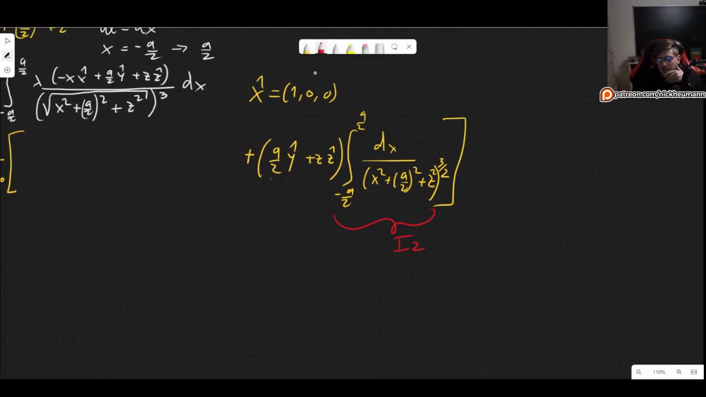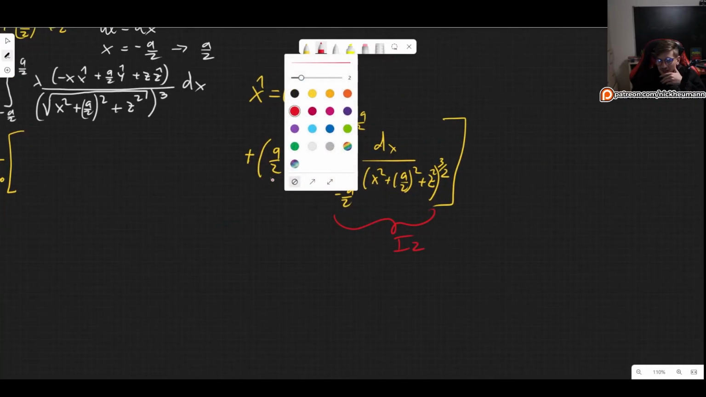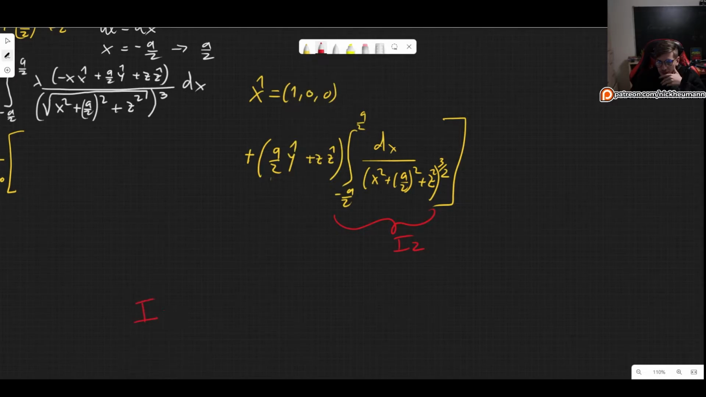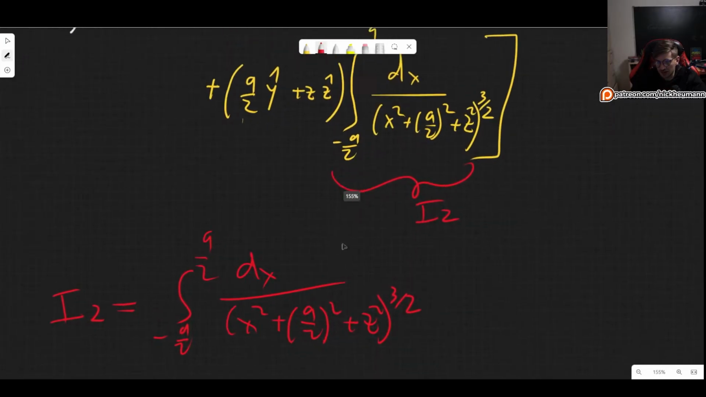Now, what about this second part, I2? So I2 is the integral between minus a over 2 and a over 2 of dx over x squared plus a over 2 squared plus z squared to the 3/2. Now, we have seen how to solve these in the past as well.